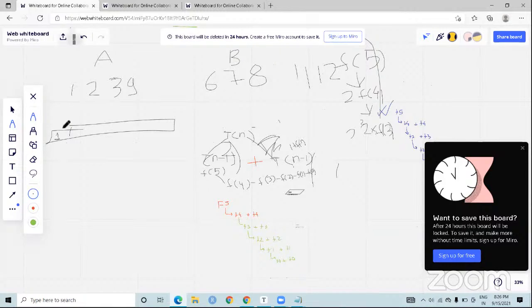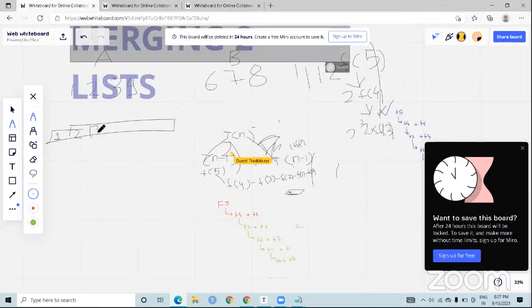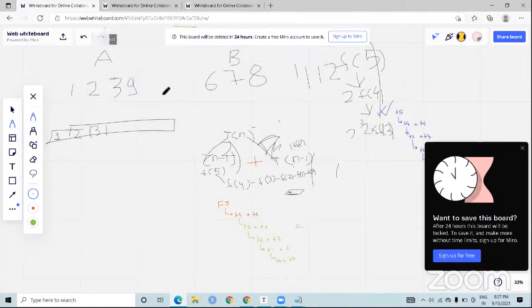1 is less than 6, so we will put it here, and then we will move to 2. So 2 again we will compare with 6. Yes, this is less, so we will put 2 here. Then we will compare 3 to 6. Yes, 3 is less, so we will again put 3 here. Okay, and then we will put 9.